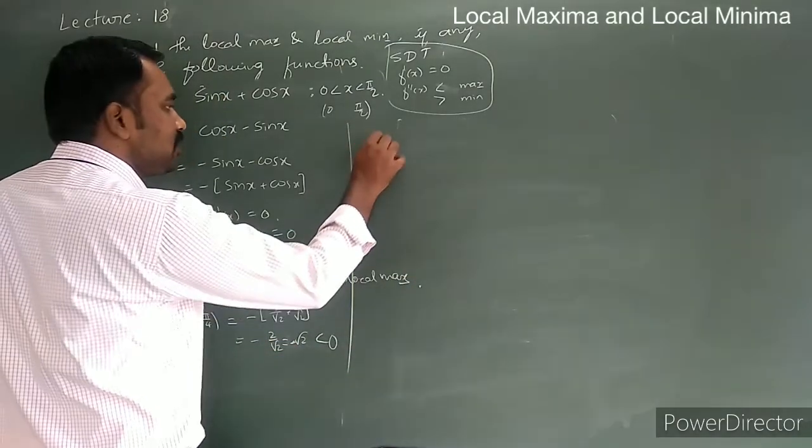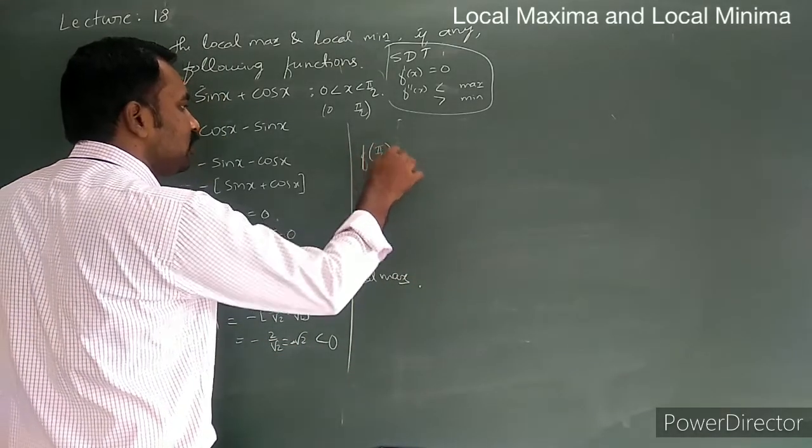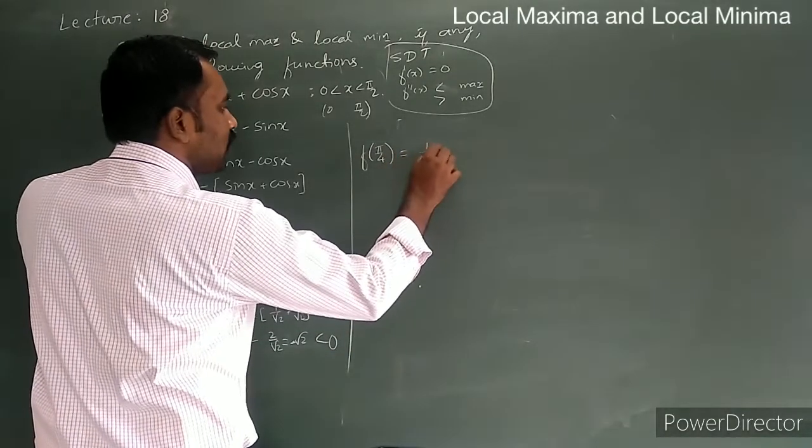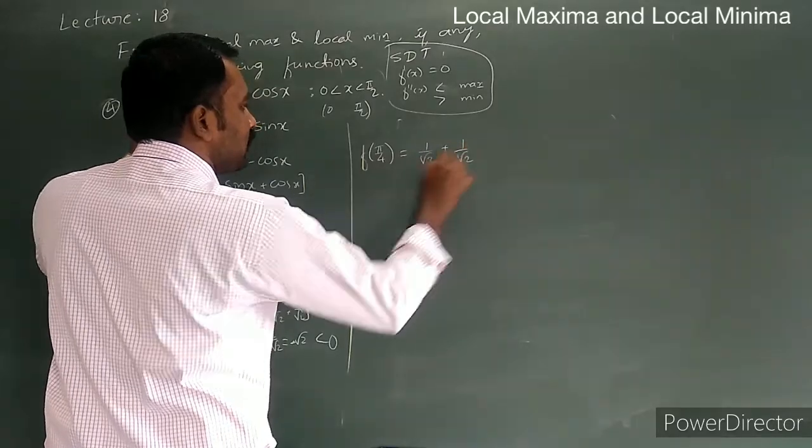Point of local maxima means we find the local maximum value, so f of pi by 4. What is f of pi by 4? Sin pi by 4 is 1 by root 2, plus cos pi by 4 is 1 by root 2.